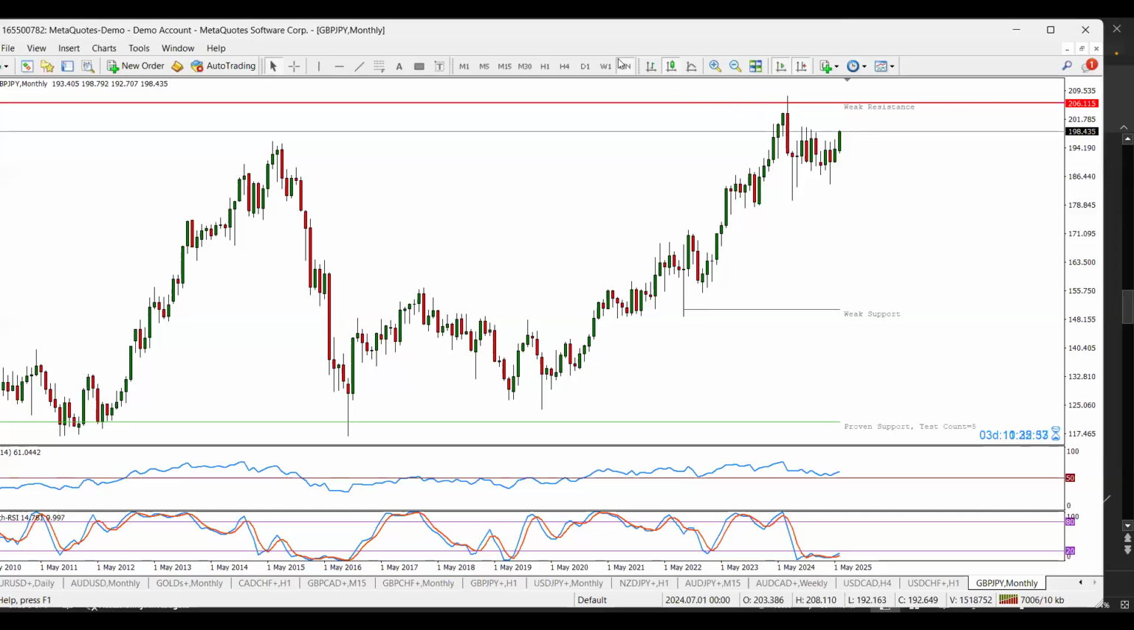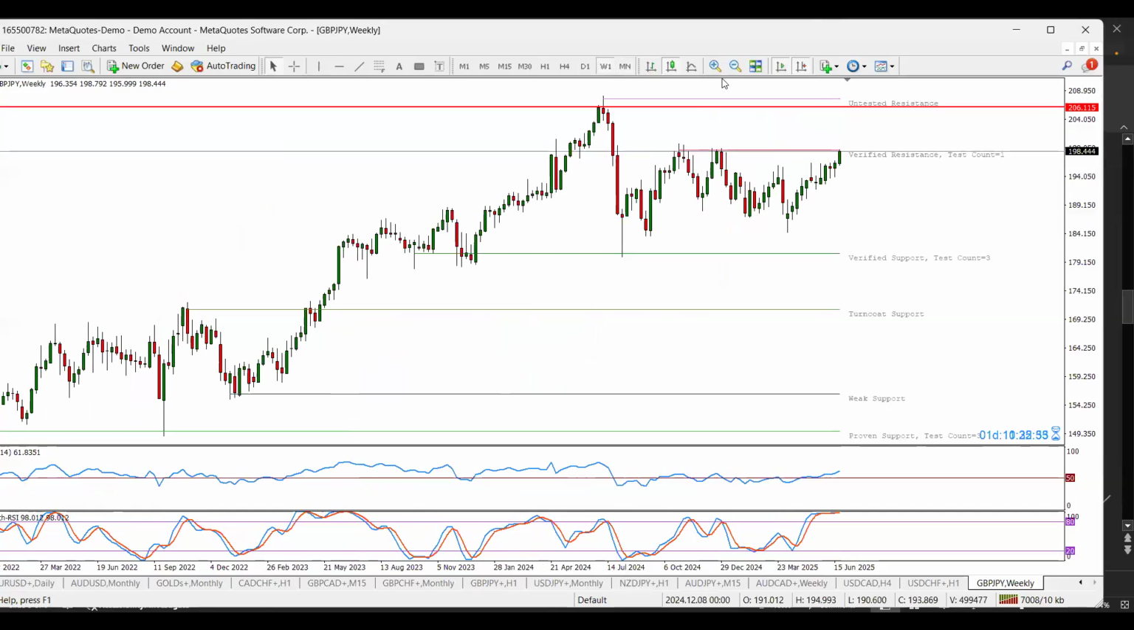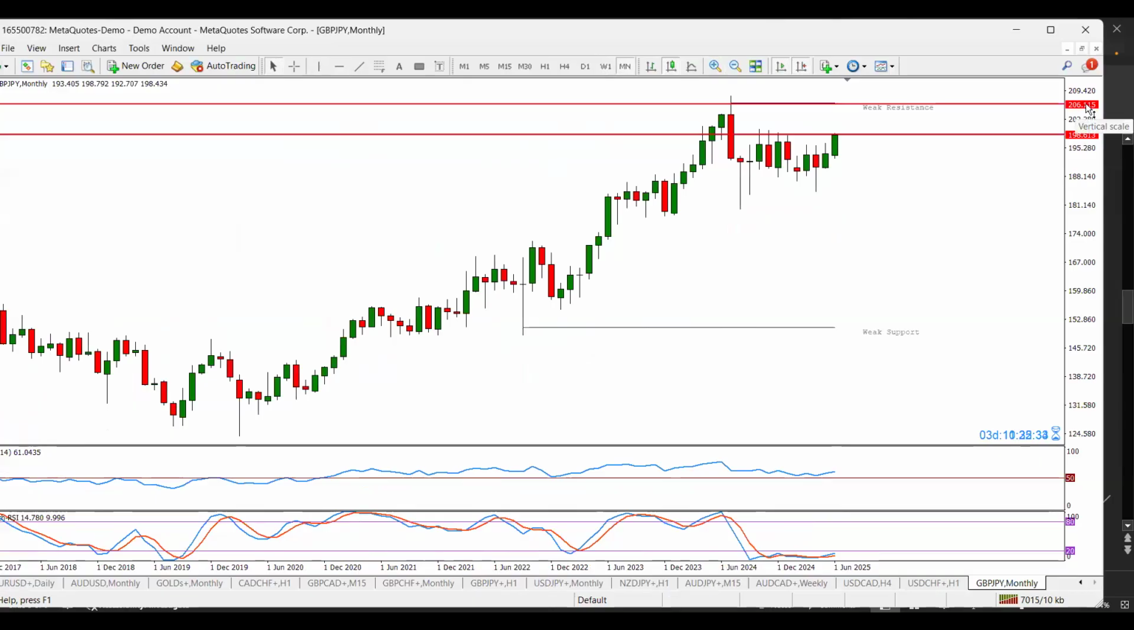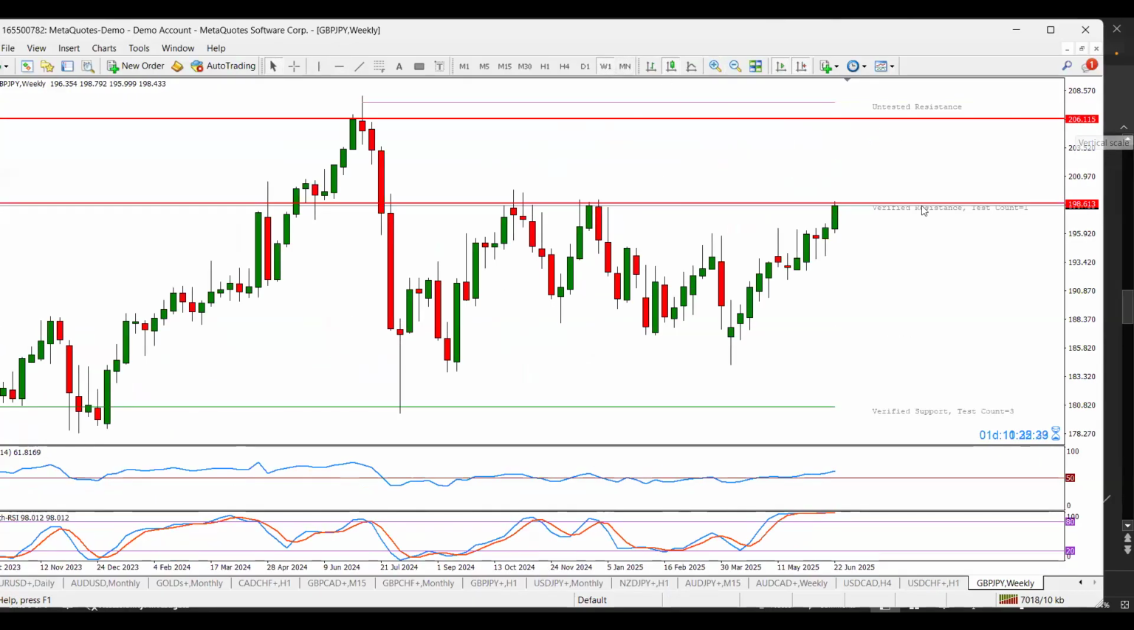Now let me go to my weekly. If I go to my weekly, what can you see here? There's a verified resistance here, right? It means that this is where we want to go to. If I go back to monthly, where we are looking to go to is this price point, 206.115, which is where the weak resistance is. If I go to weekly, this is 206.115, where we are looking to go to, right?